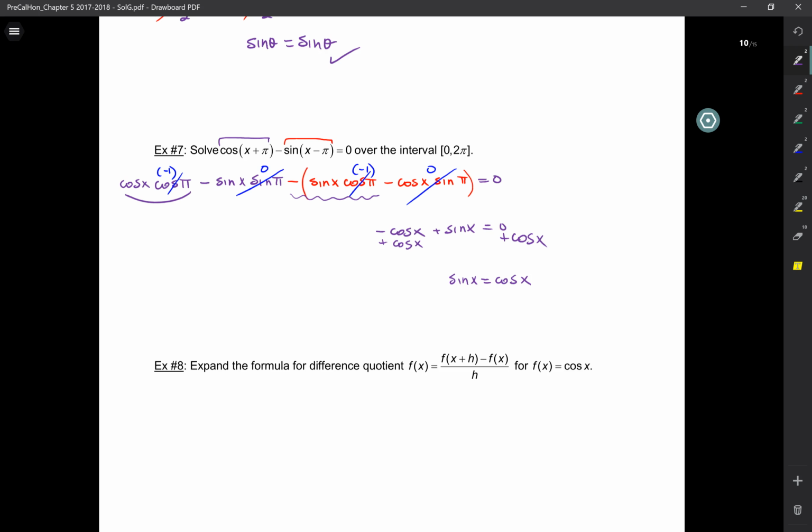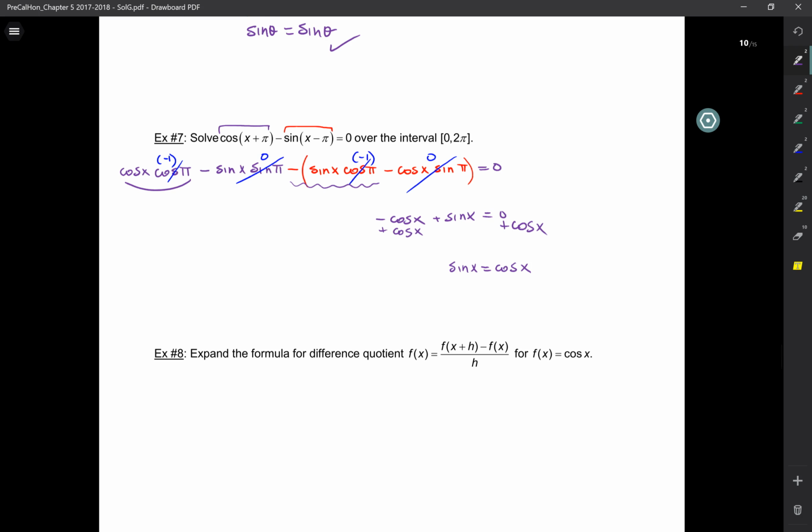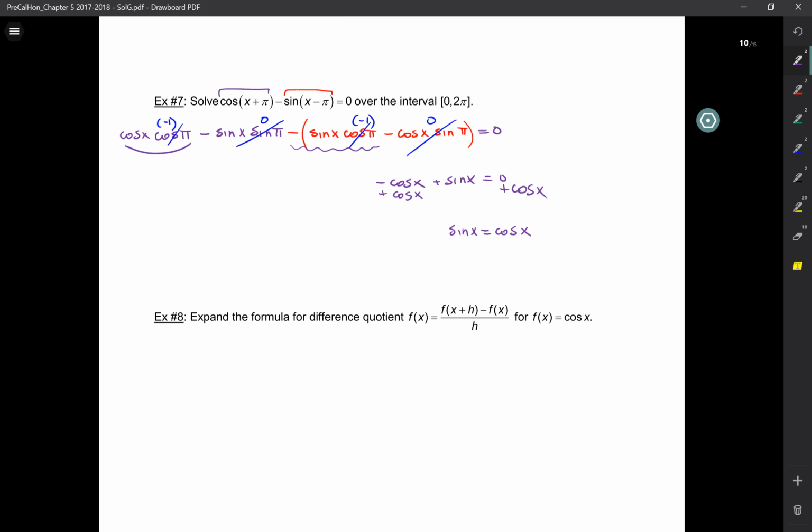For what angle is the sine and cosine the same? Pi over 4. Isn't that cool? Come on, tell me that's not cool. So cool. Yeah, it is pretty mind-blowing.